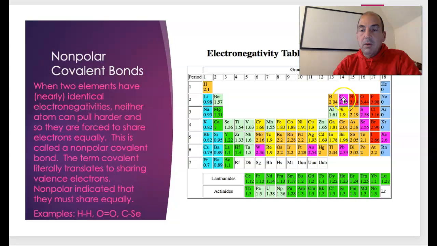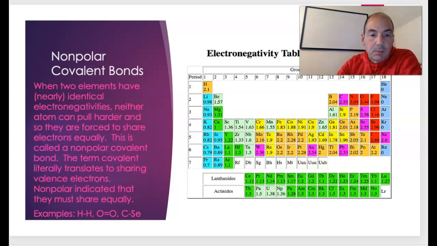And I threw in carbon and selenium because you notice that they're both listed at 2.55. So the difference, even if there is one, is pretty minimal. That would be considered a nonpolar covalent bond. Sometimes people throw out specific numbers, like if the difference between them is 0.05 or less. Let's not worry about that. We're just going to say nonpolar, they got to be pretty much identical electronegativities.